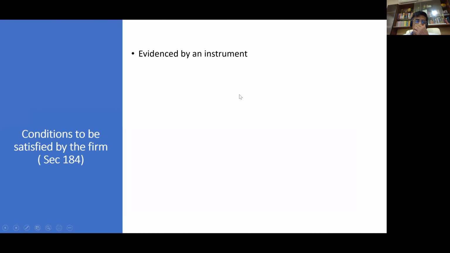What are the conditions to be satisfied for a firm? It will be very interesting. Under the Partnership Act, you can also have an oral partnership. So the Income Tax Act says your partnership firm must be evidenced by an instrument. That means what they are trying to say is that there must be a partnership deed. You must have a partnership deed. So there is no question of oral partnership in income tax.